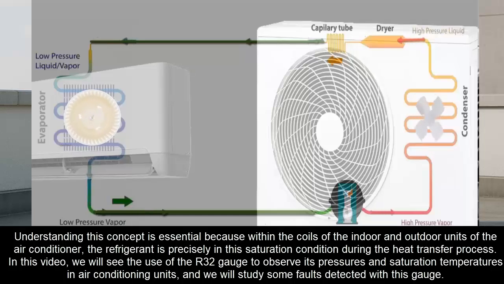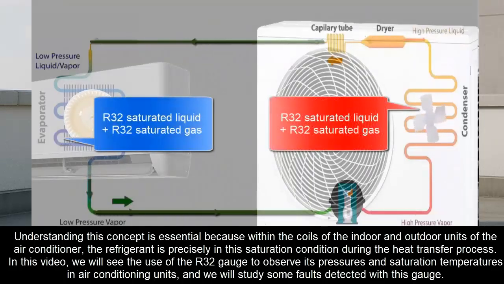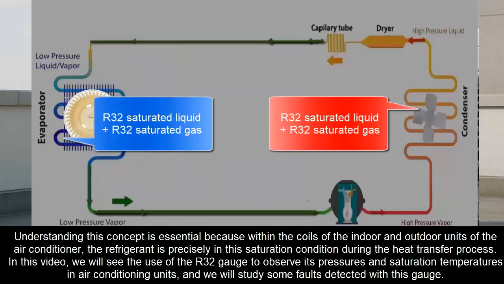Understanding this concept is essential because within the coils of the indoor and outdoor units of the air conditioner, the refrigerant is precisely in this saturation condition during the heat transfer process. In this video, we will see the use of the R32 gauge to observe its pressures and saturation temperatures in air conditioning units, and we will study some faults detected with this gauge.